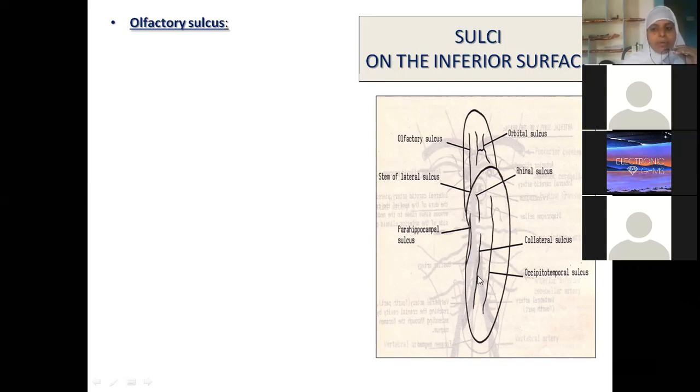We have the occipitotemporal sulcus here. Very simple words I'll tell you. Medial to the occipitotemporal sulcus, we have the medial occipitotemporal gyrus, and lateral to it the lateral occipitotemporal gyrus. Now, whatever we have discussed is written here.